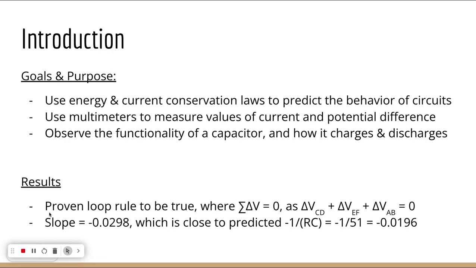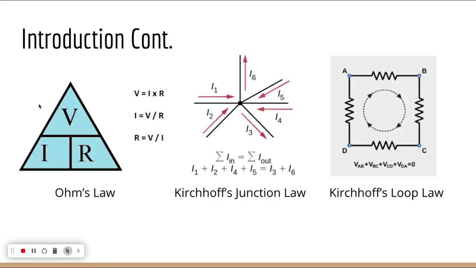Some quick results. We proved the loop rule to be true, where the sum of the voltage differences equals 0 around a loop. And the slope of our RC circuit was negative 0.0298, which is close to the predicted value of negative 0.0196. Some fundamental physics formulas that we use here.